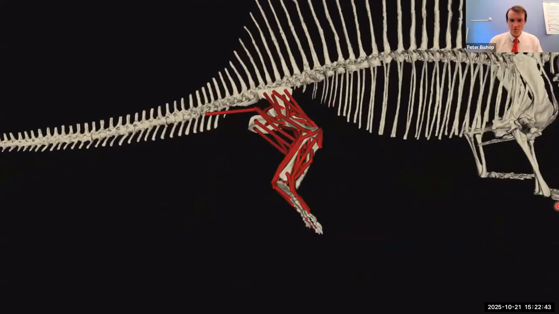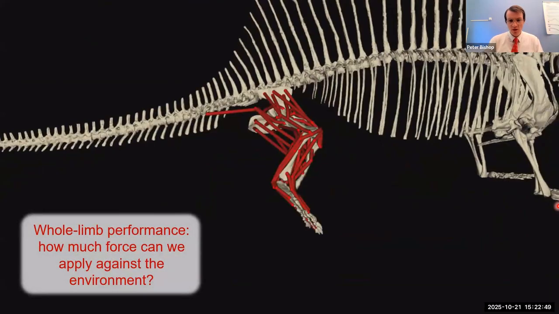Now, we can use these models to address a wide variety of questions. But here today, I'm going to focus on one question in particular, which is how much force could a limb apply against the external environment? Now, this is an important question because we know that a limb's maximal force-producing ability is intricately linked to, and is a key determinant of, locomotor performance in modern species.